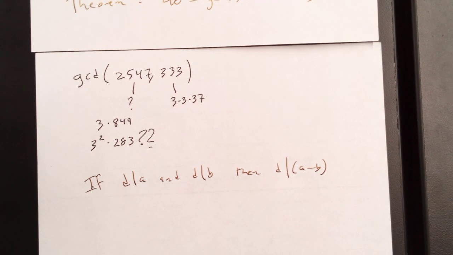This is short enough I can write the proof in one line. If D divides A, then A is N times D. If D divides B, then B is M times D. Then I get N minus M times D. It's divisible by D. How the hell am I going to make this work for me? That's the thing we will do first on Friday.